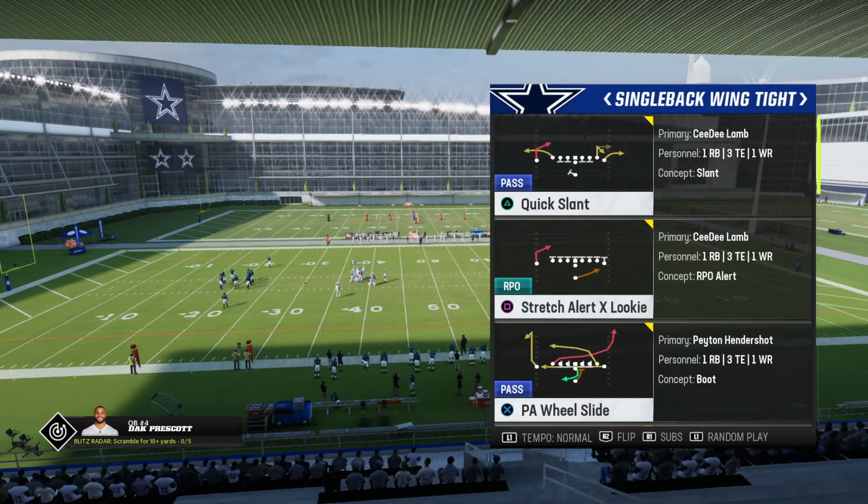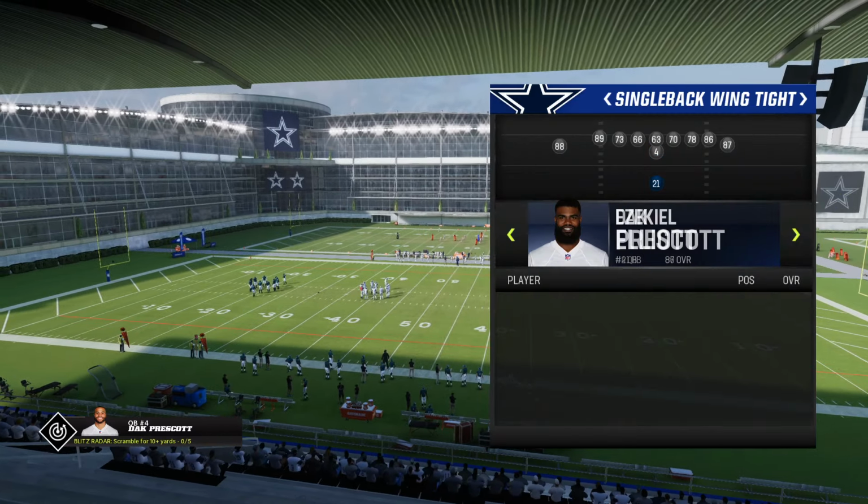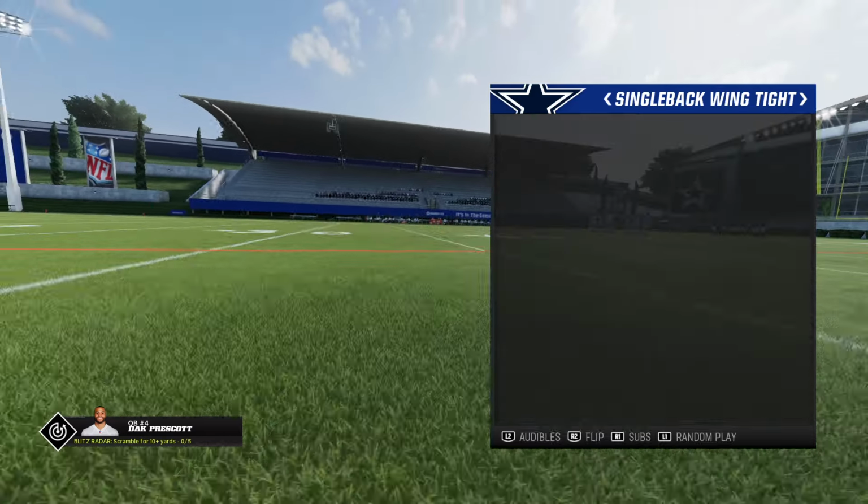You're going to hit L2. Also, for the last one, for the subs, you're going to hit R1. Just wanted to let you guys know about that. And then you just move it around, pick the sub you want.